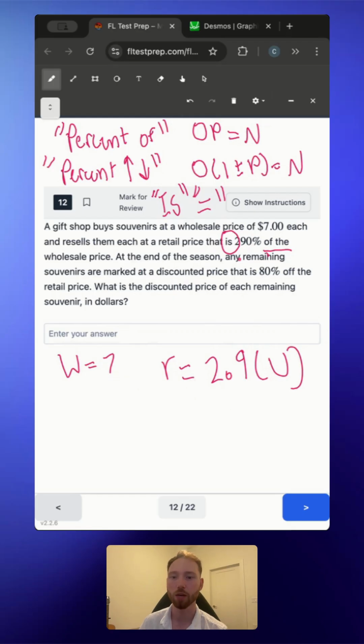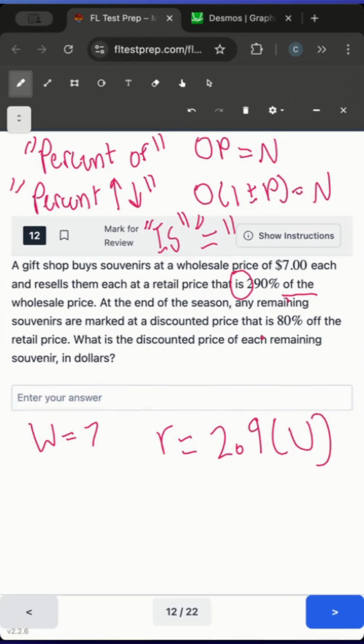At the end of the season, any remaining souvenirs are marked with a discounted price that is 80% off the retail price. So we know that the discounted price is, so D equals, because that is 80% off the retail price. So not "of", but "off" the retail price. This means a percent decrease. So it's going to be our retail price times 1 minus 0.8. And then now we can just plug and chug, and get the correct answer.